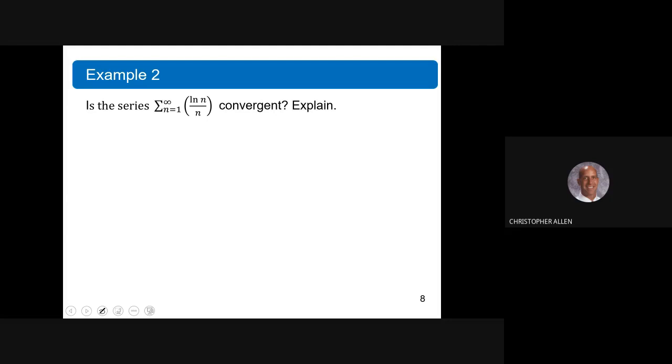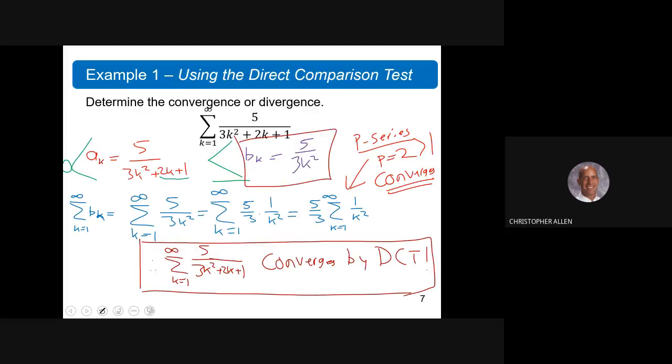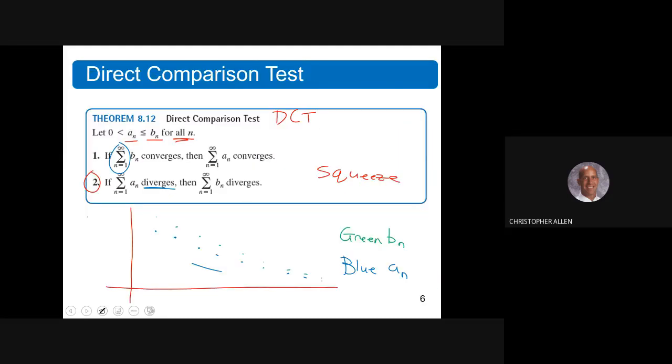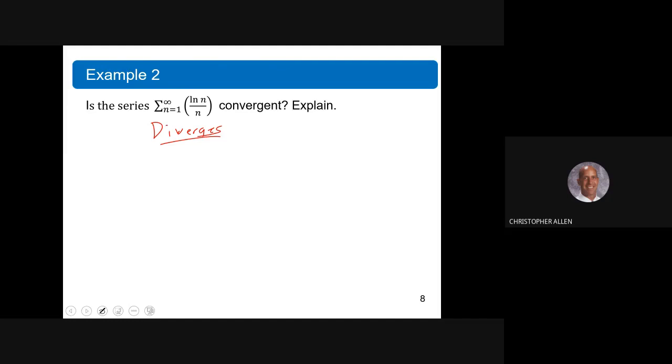So let's go ahead and look at this one. I'm just going to cheat here a little bit and tell you that this one diverges. I picked this one on purpose because I think most of us would think that it converges. So since we know it diverges, if we come back to our theorem, we want to show that our b sub n is divergent. So I'm going to let this be b sub n in this case.